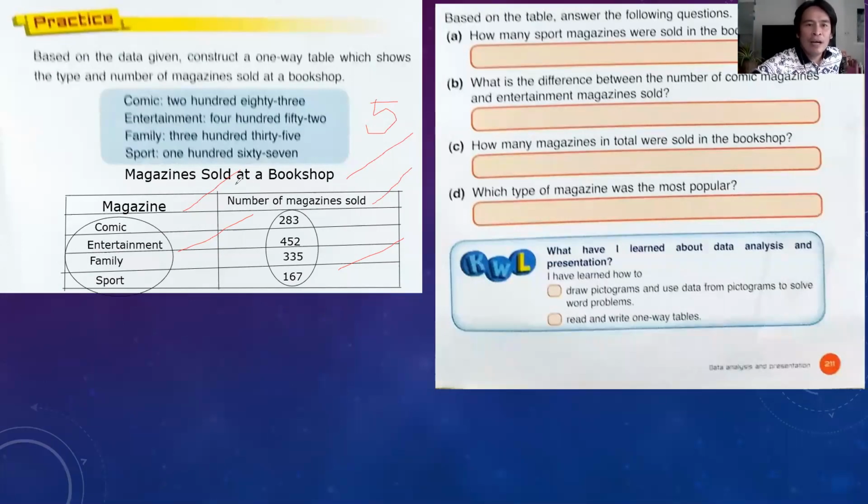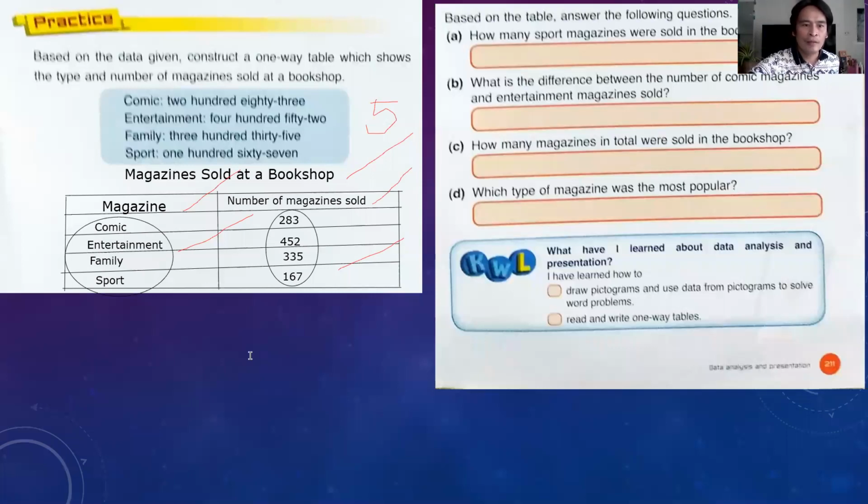Okay, so again, I will repeat the parts of a one-way table: the title, the description of this column, magazine, and then the description of this column, which is the number of magazines sold. Now we are ready to answer the questions to get more points. Based on the table, answer the following questions. Number 1, how many sport magazines were sold in the bookshop?